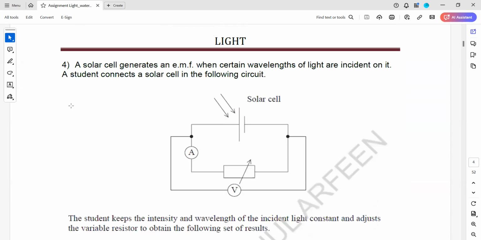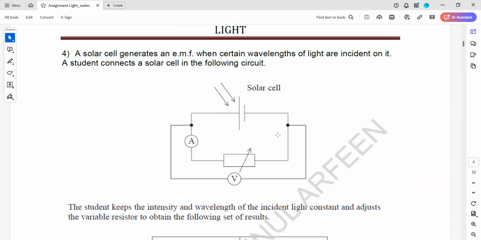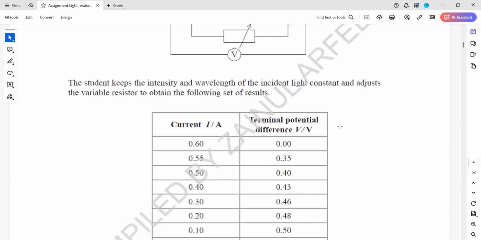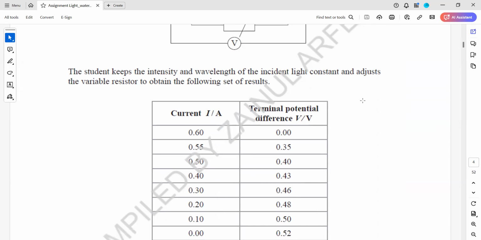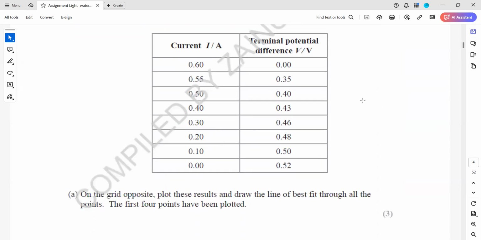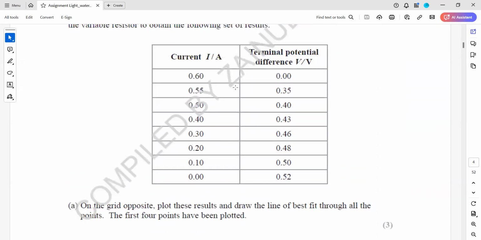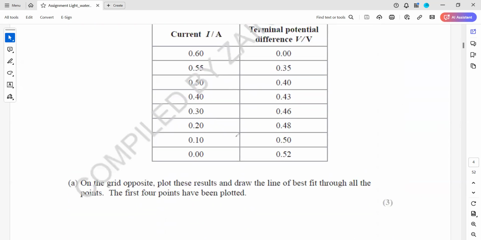In question 4, a solar cell generates an EMF when a certain wavelength of light is incident on it. A student connects a solar cell in the following circuit. The student keeps the intensity and the wavelength of the light constant, and he adjusts the variable resistor. Different currents and different potentials are there. So what is the stopping potential? The stopping potential is the voltage when there is no current.